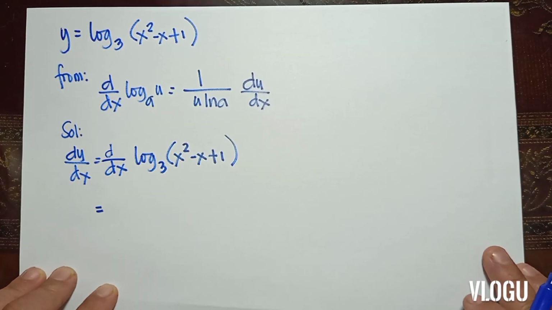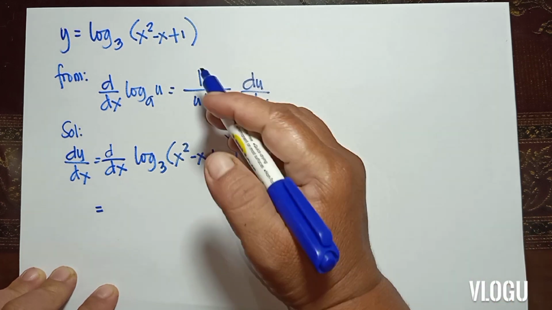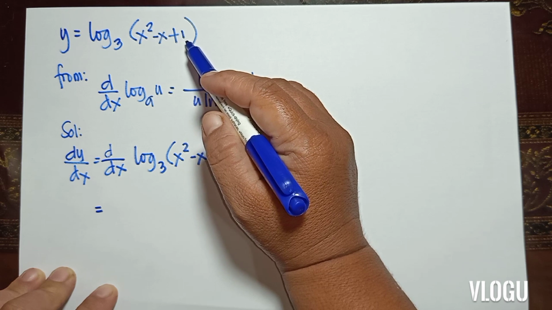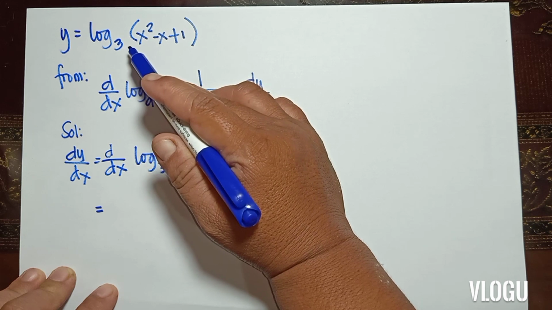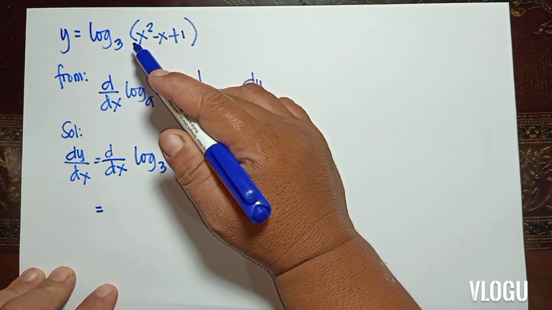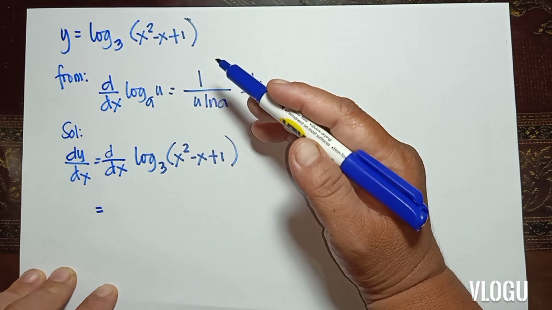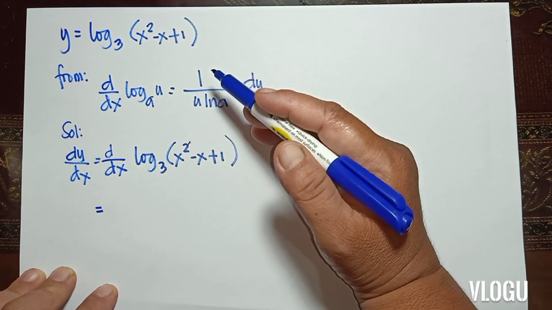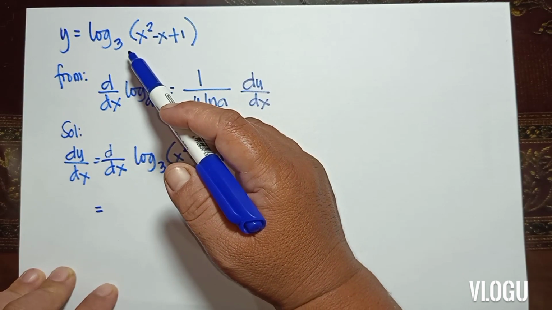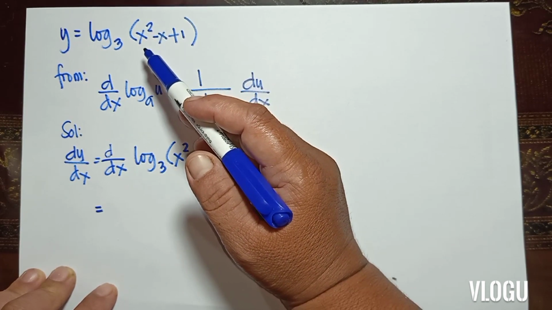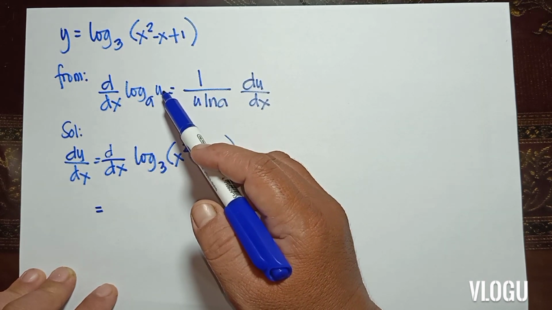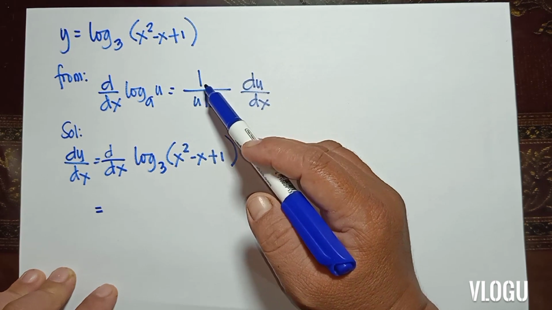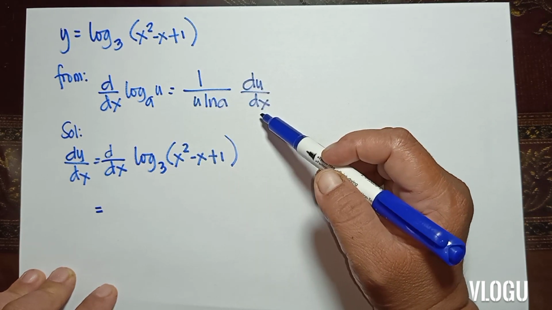Okay, the next example, we have y is equal to log of x squared minus x plus 1, base 3. A while ago, our example was base 10. Take note of that. If we have a different base that is not base 10, we will be using this formula: d/dx of log of u base a is 1 over u ln of a times du/dx.